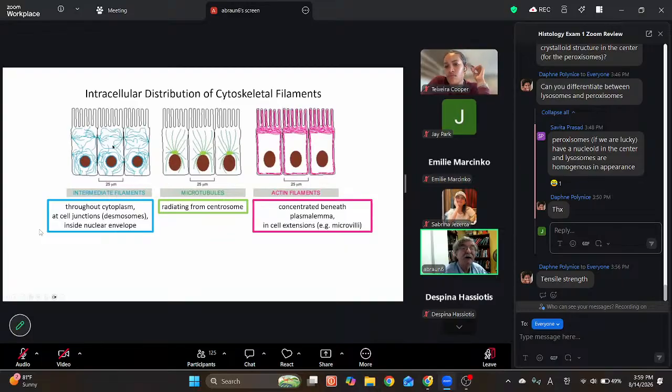Then here we have a network of cytoskeletal filaments. Here, these cytoskeletal filaments seem to link to cell junctions here at the lateral domain.